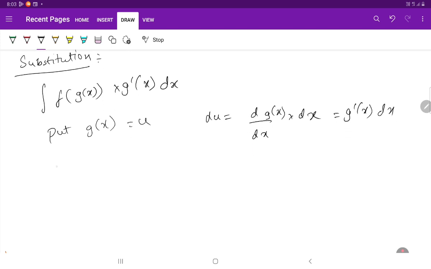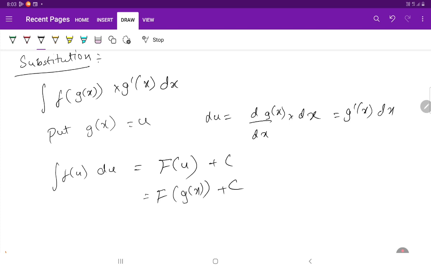Hence, you can say integration of f of u du can be written as capital F of u. I am considering the integration in standard format. Capital F of u plus c. Hence, it will come out to be capital F of g of x plus c. Right? Hope you get it.